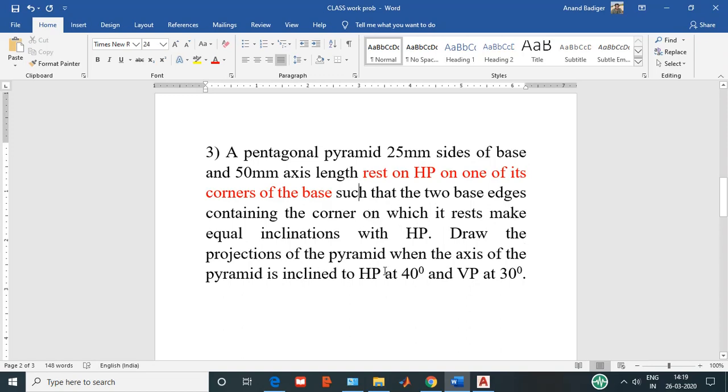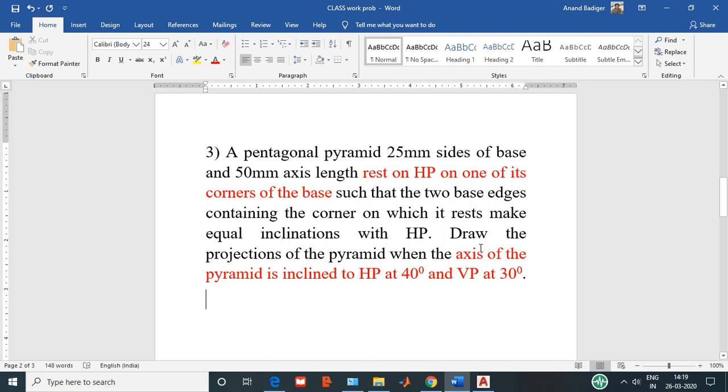So draw the projections of the pyramid when the axis of the pyramid is inclined to HP at 40 degrees and VP at 30 degrees. So this is what they have to say. Here you can see the axis of the pyramid is inclined to HP and to VP, right? So the axis itself is inclined to both the planes. So this is the data we require.